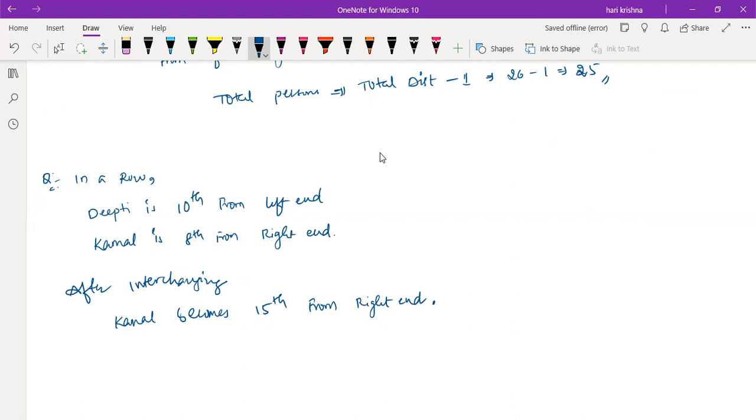Then what is the new position of Deepti from left hand? Understand? One row is there in that Deepti is 10th from the left hand initially and Kamal is 8th from the right hand. But they interchanged their positions. Then Kamal becomes 15th from the right hand. Then what is the new position of Deepti from the left hand? Just try it once.